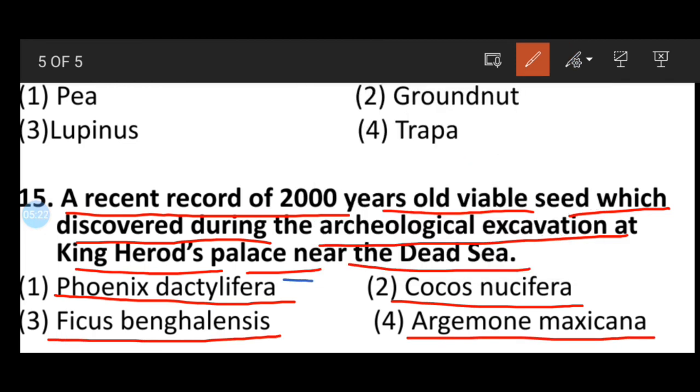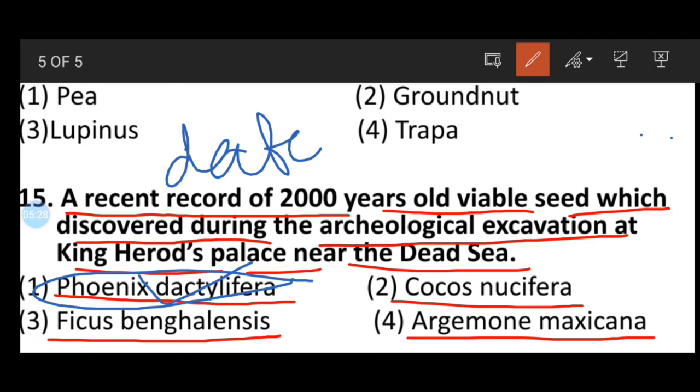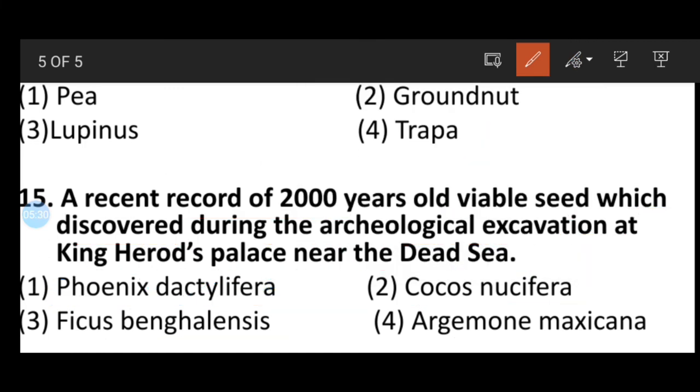So here the correct answer will be the Phoenix dactylifera, which is also known as the date palm. It is the old seed, that means 2000 year old viable seed, and it was found in the King Herod's palace near the Dead Sea.